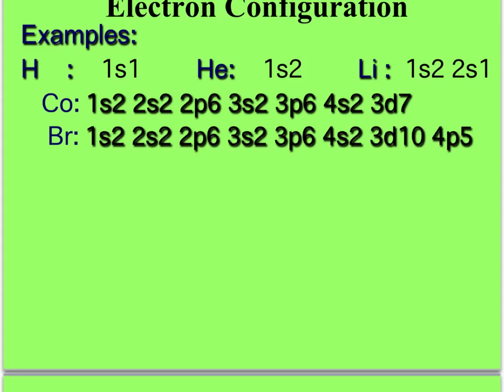And then we look at cobalt. It's 1s2, 2s2, 2p6, 3s2, 3p6, 4s2, 3d7. And you can follow it as you go along the periodic table. And as you can see, it's a shorthand for showing you in what energy level the different electrons are in. And then there's another example there with bromine.